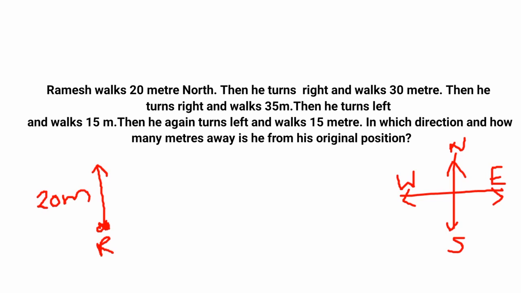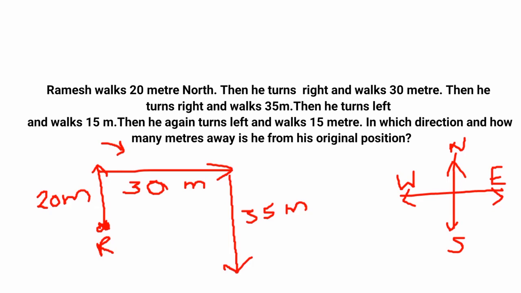So he turns right and walks 30 meters. So this is the direction. Again he turns right and walks 35 meters, again walking in clockwise direction. Then he turns left and walks 15 meters. Left means anti-clockwise direction. After that, he again turns left and walks 15 meters, so again he moves in anti-clockwise direction.